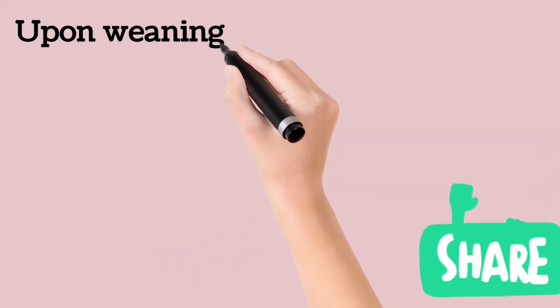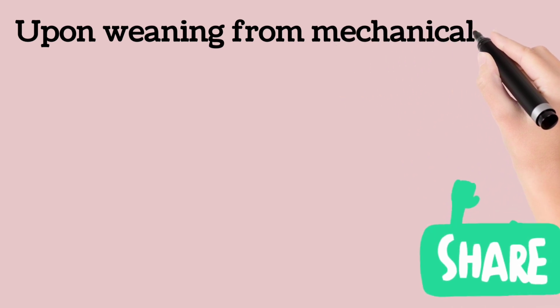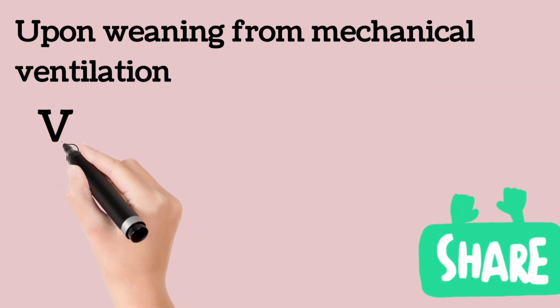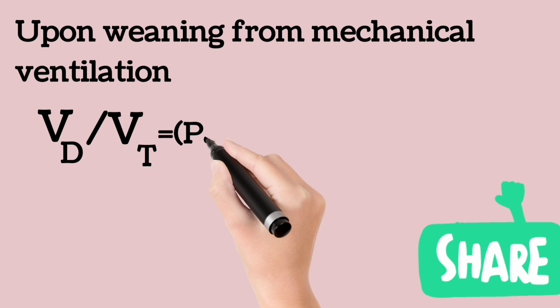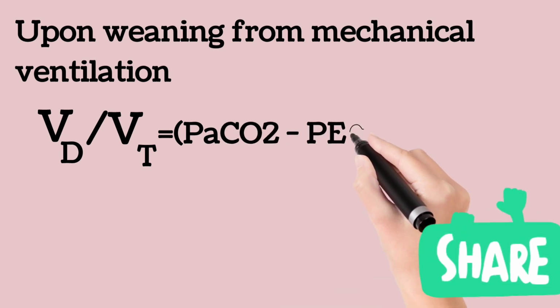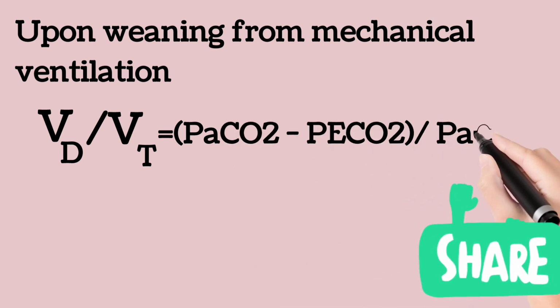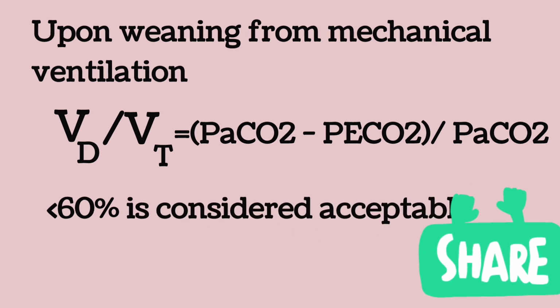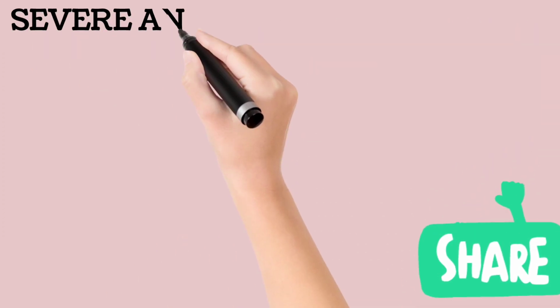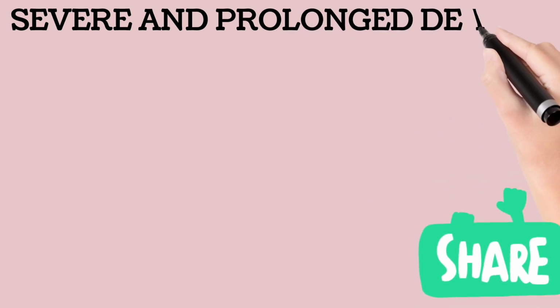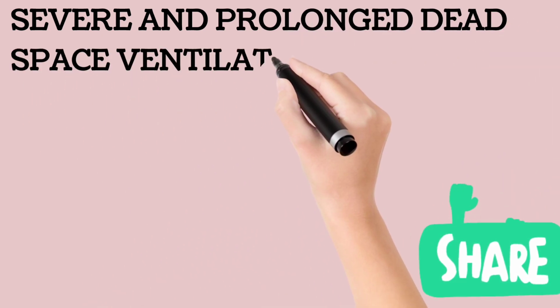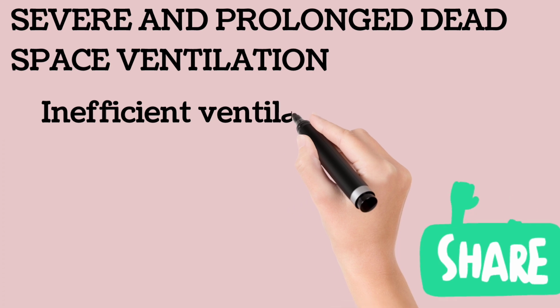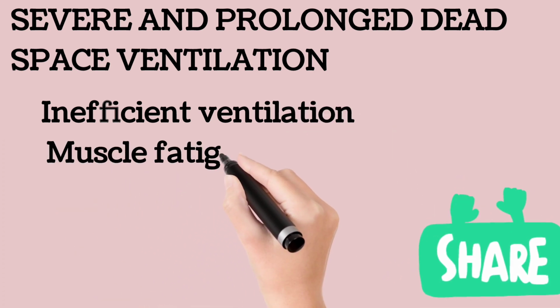In patients on mechanical ventilation, a Vd/Vt ratio, that means the physiological dead space to tidal volume ratio, of less than 60% is considered acceptable, and this value suggests adequate ventilatory function upon weaning from mechanical ventilation. Severe and prolonged dead space ventilation causes insufficient ventilation, muscle fatigue, ventilatory failure, and oxygenation failure.